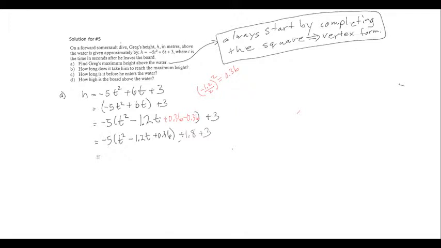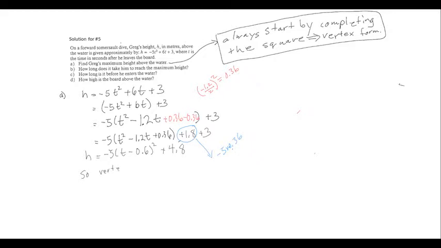Continuing with our perfect square, we end up with negative 5 bracket t minus 0.6 to the power of 2 plus 4.8. Now, some of you guys tend to forget that you had to get the plus 1.8 by taking negative 5, and we're going to times that by negative 0.36. And that gives us our plus 1.8. Now, that represents our equation for the height in vertex form.